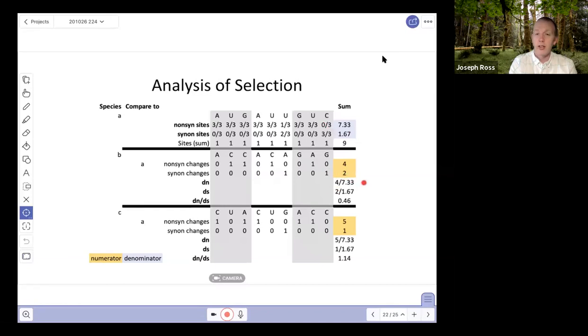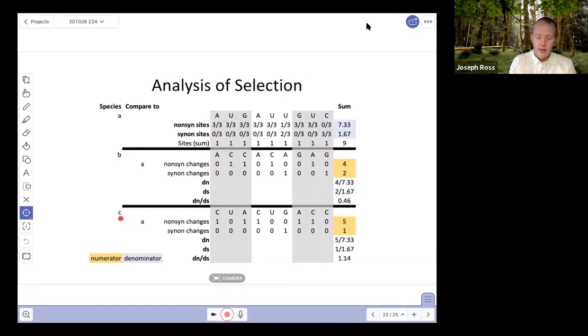That calculates for us dn, which is 4 divided by 7 1/3, and ds, which is 2 divided by 1 2/3. And then we can do the same thing. In this case, I'm looking at a third sequence. Do exactly the same thing with a sequence from a third species. Again, this is a pairwise comparison.